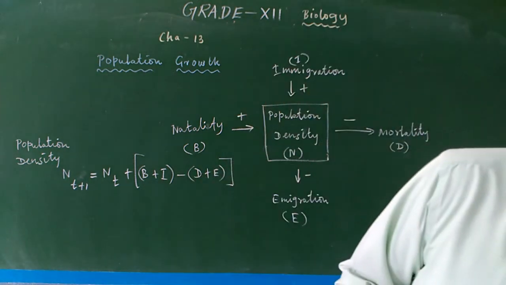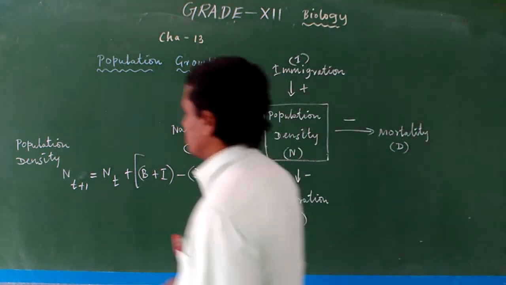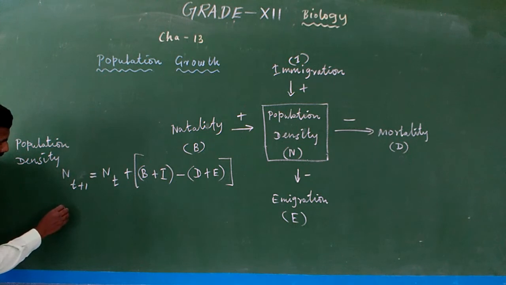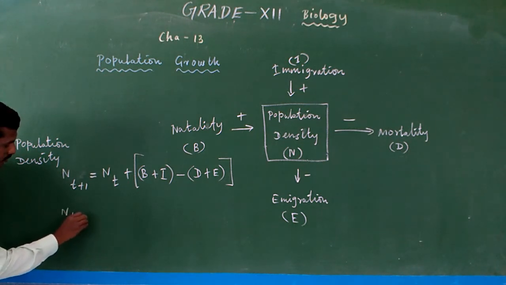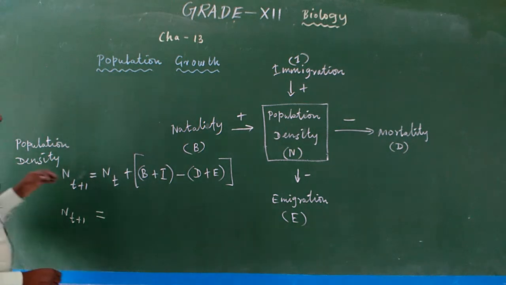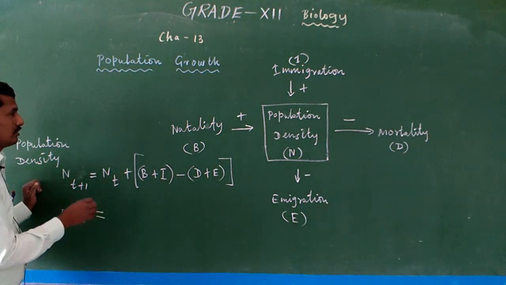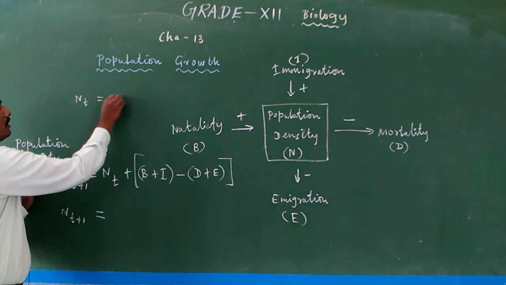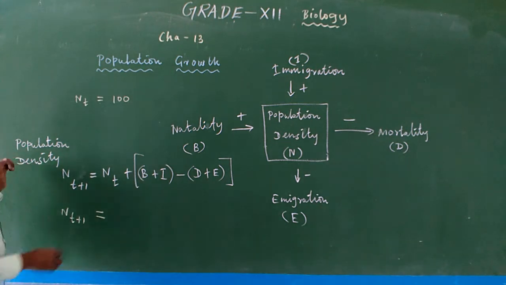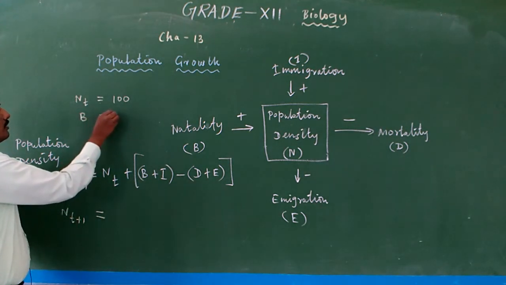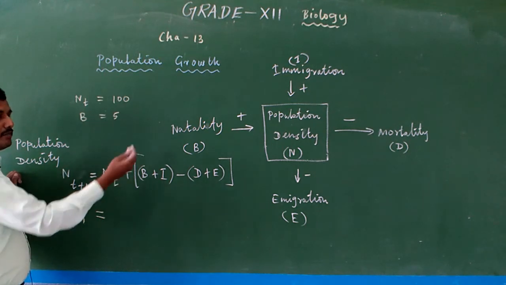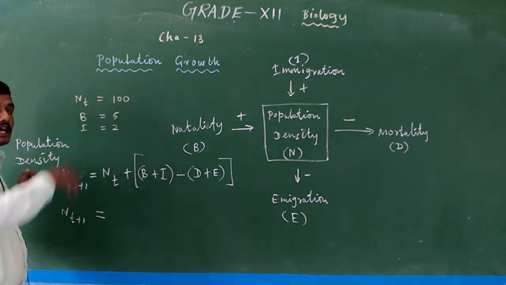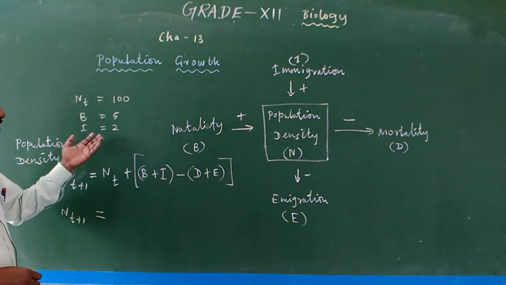I give a small example. I calculate the number of tiger population. So in a tiger population in a particular 1 year, this is actually NT plus 1 equal to. For example, NT means the number of tigers in the last year, for example 100 tigers in the last year. So new birth tigers means 5 in this year, and immigrant tigers, only 2 from the other habitat, from the nearby forest, 2 tigers are immigrated.